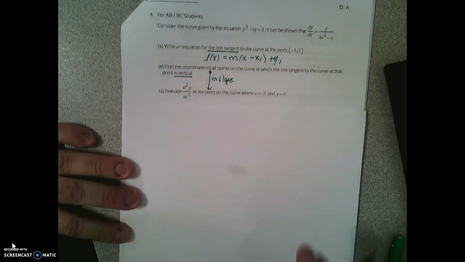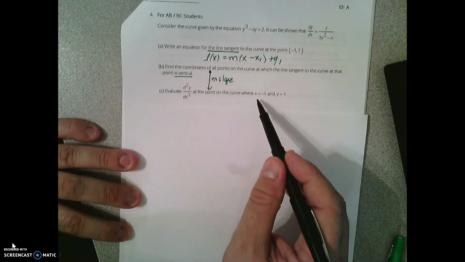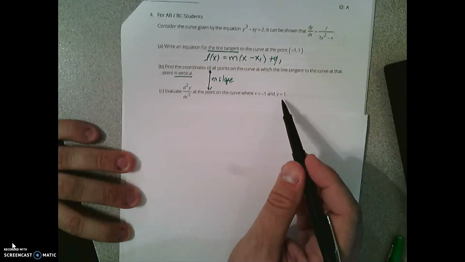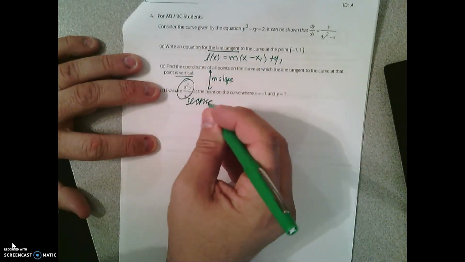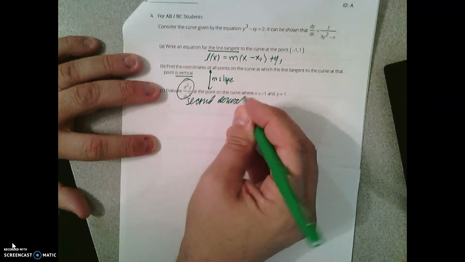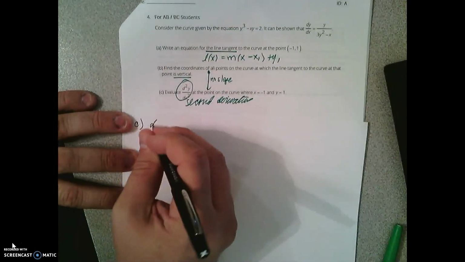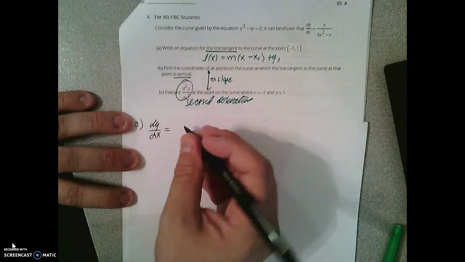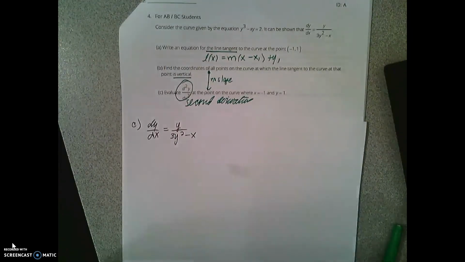Let's look at part C. In part C, we want to evaluate d squared y dx squared at the point on the curve where x equals negative 1 and y equals positive 1. Well, d squared y dx squared means the second derivative. That means we want to find the derivative of the first derivative. We were told initially that dy dx is equal to y divided by 3y squared minus x.